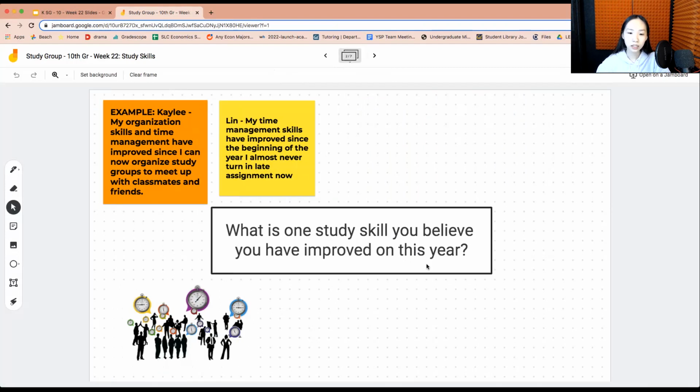And the next question is, what is one study skill you believe you have improved on this year? So I said my organization skills and my time management skills improved since I can now organize study groups to meet up with classmates and friends. And my other student here said time management skills improved because they're meeting their deadlines and it's never turning in late. So he stopped procrastinating and he's just like, I got to do it now, right? That's a good mindset and that's a good study skill to have.